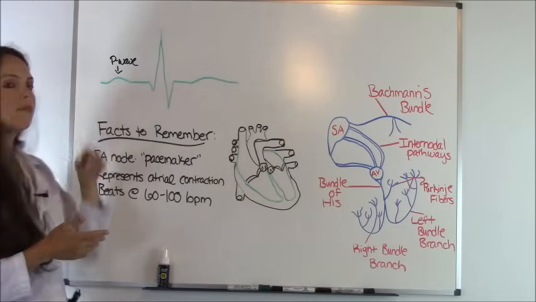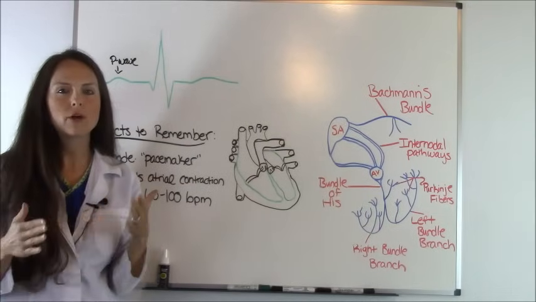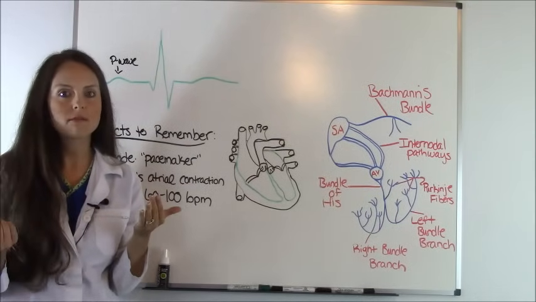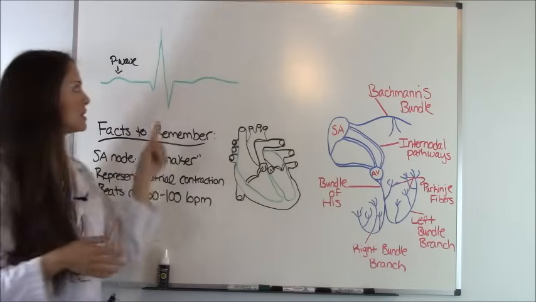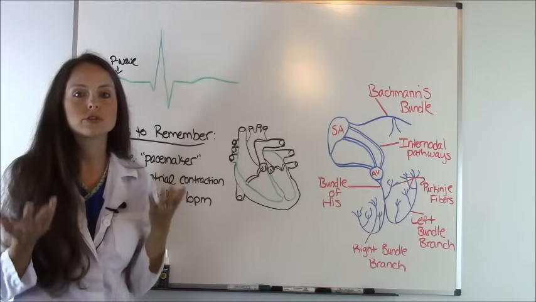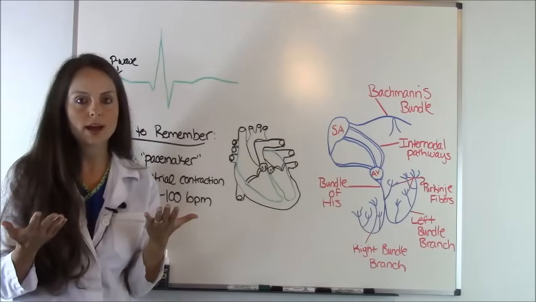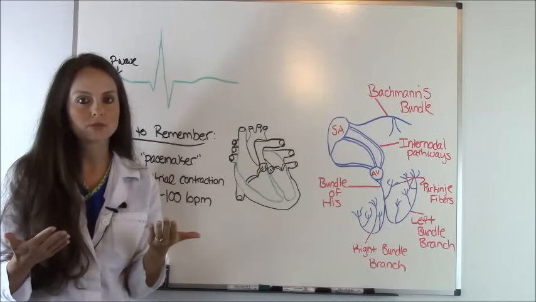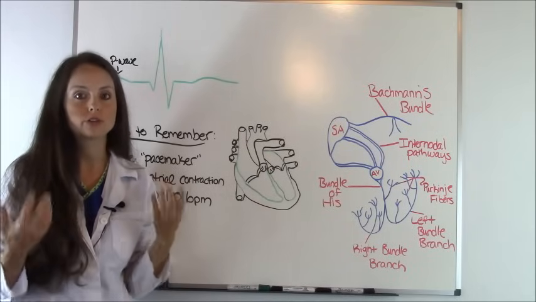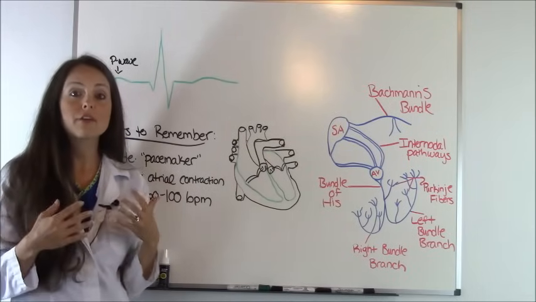The SA node forms your P wave, and we'll be going over this in depth in the next video I'm making, but I just wanted to touch on this because your P wave represents atrial contraction. So when you're looking at the P wave, the SA node is responsible for that because that's representing atrial contraction. Okay, now let's go over the AV node.